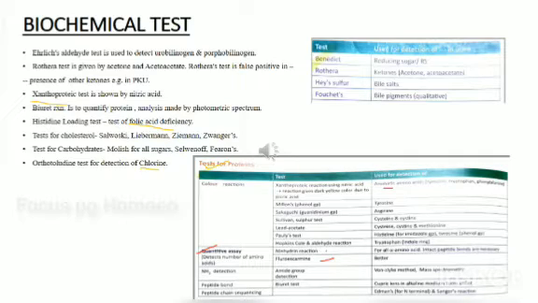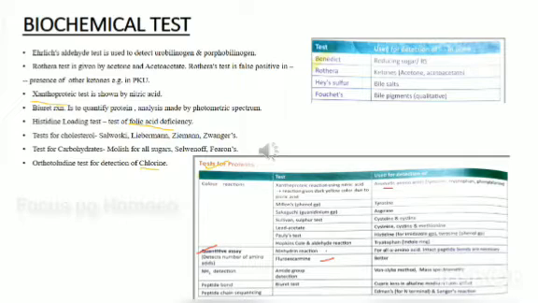Okay. So, coming to Ehrlich's aldehyde test, it is for the detection of urobilinogen and porphobilinogens. Rothera's test, as told, is for the ketone bodies. It gives presence of acetone and acetoacetate. It may also give you a false positive test in presence of other ketone bodies, as you get in phenylketonuria.